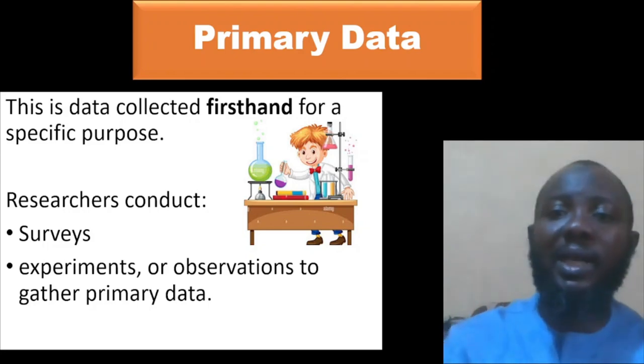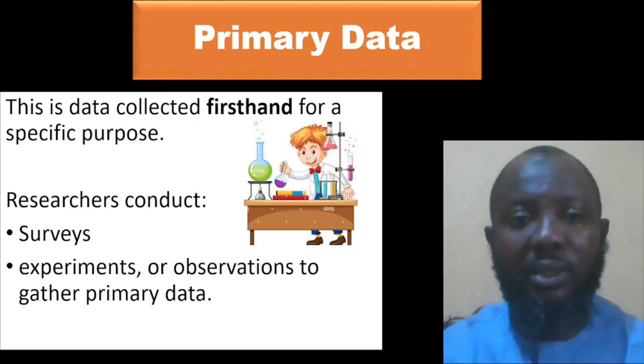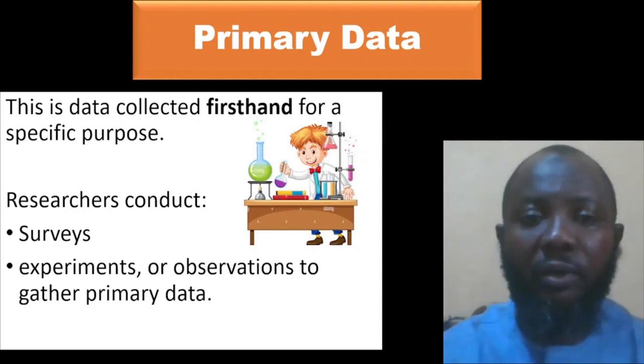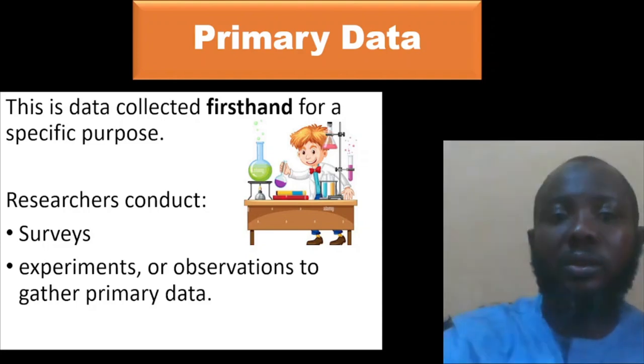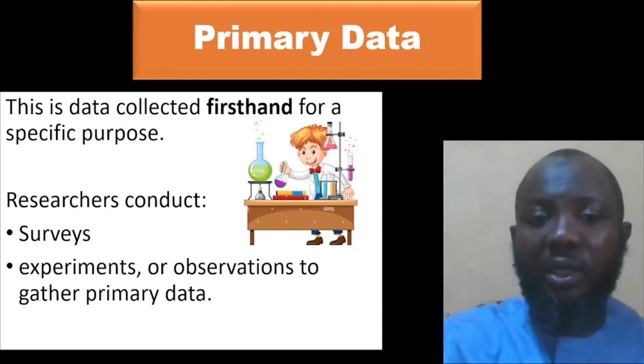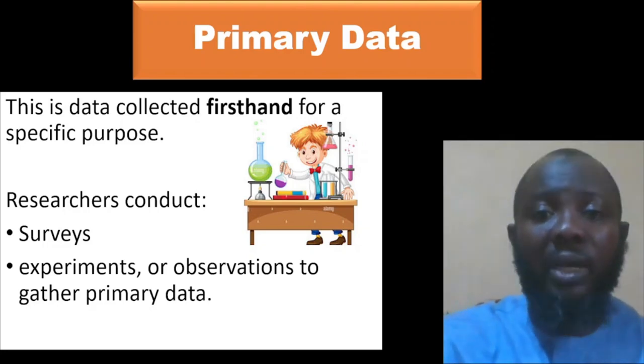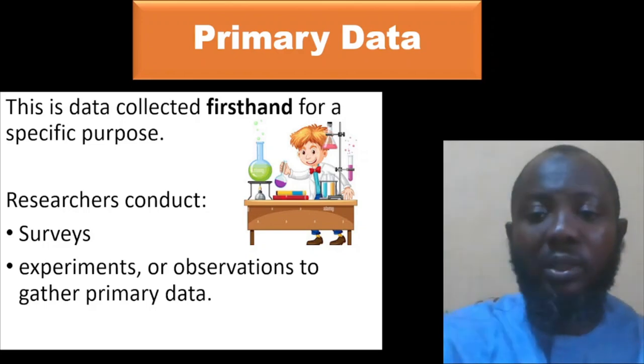But if you are the one carrying out the research from the beginning, we are talking about primary data. So the kind of research you can conduct is survey, experiments, or observation. You can go to the lab and carry out some kind of experiments. All these experiments form your primary source of data. I hope I'm making sense.